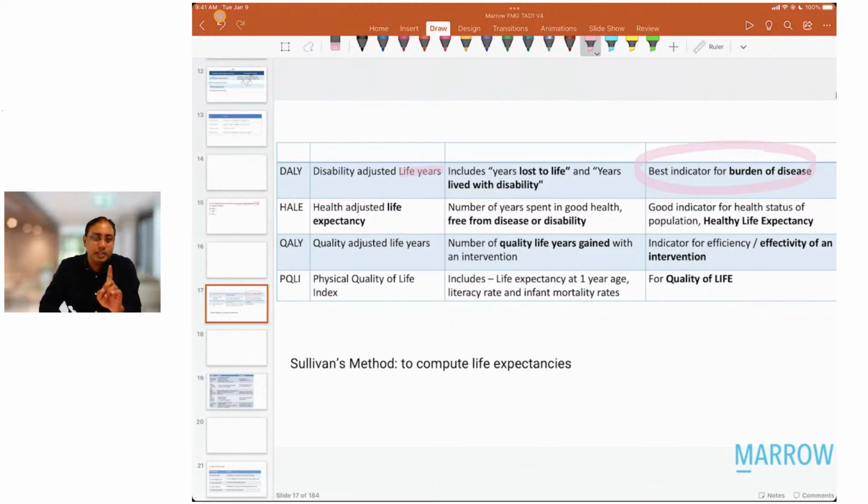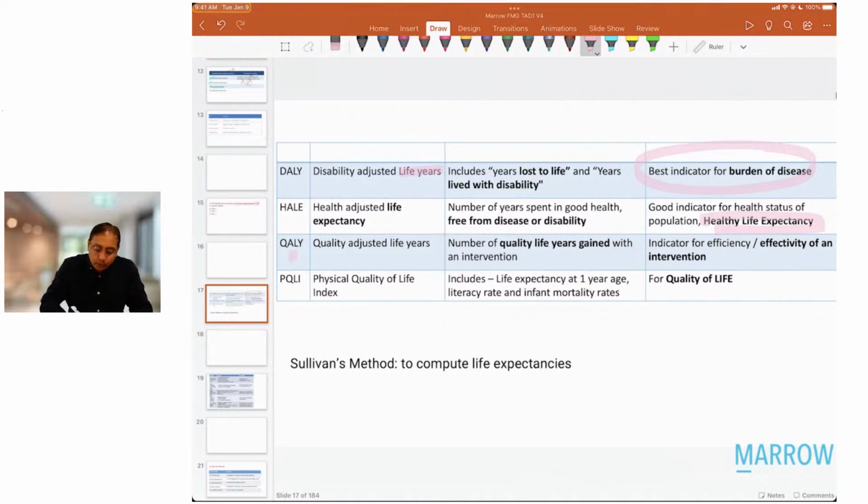Next question में आ सकता है what is HAIL? HAIL stands for Health Adjusted Life Expectancy. It is a very good indicator for healthy life expectancy. ये बताता है कि population की health कैसी है. So what is HAIL? HAIL is the number of years that we live without disability or free from disability.